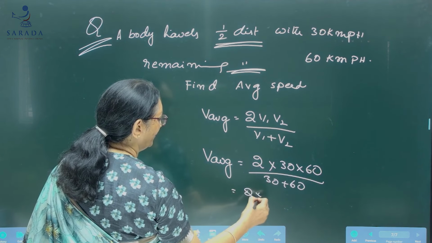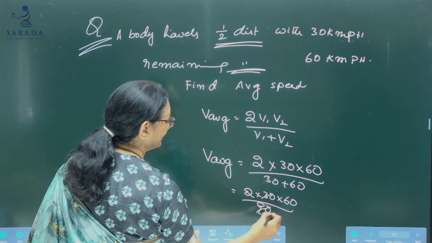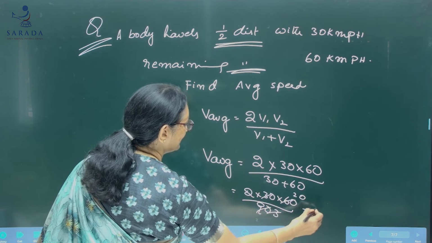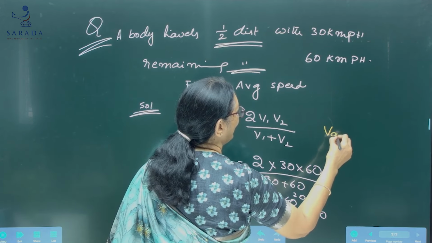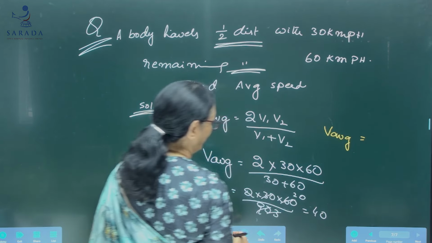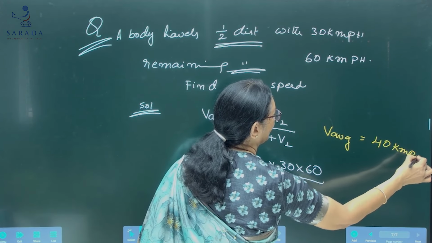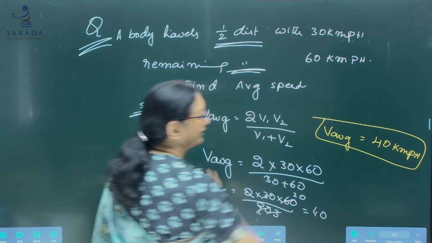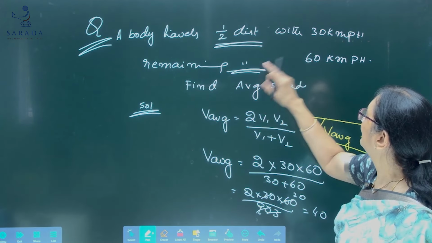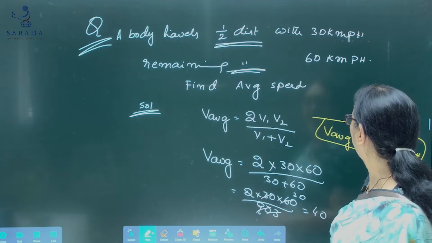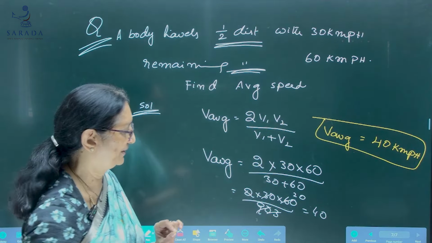This is 2 into 30 into 60. 30 plus 60 is 90. 3 times 20. This is equal to 40. So, the average speed in this question is 40 km/h. Is that okay? A body travelled half the distance with 30 km/h, the remaining half with 60 km/h. What is the average speed? It is 40 km/h. Okay.